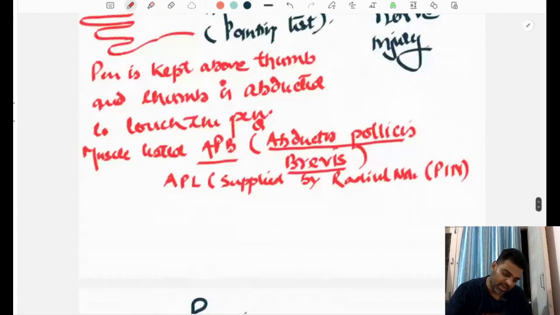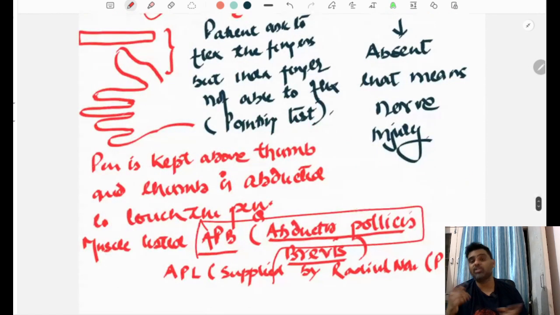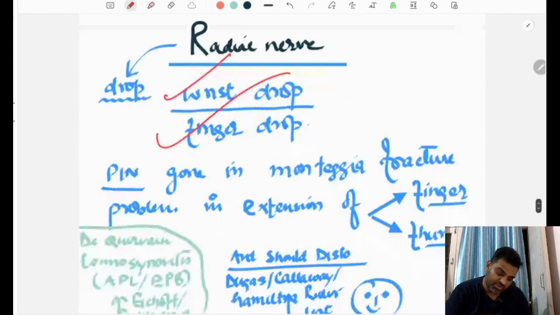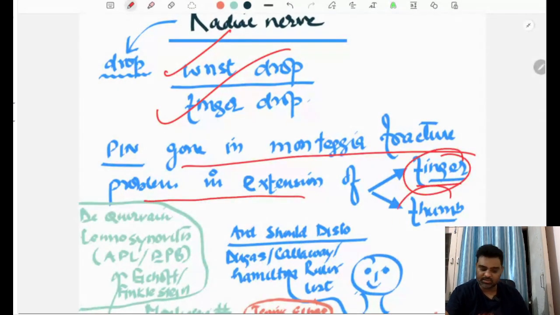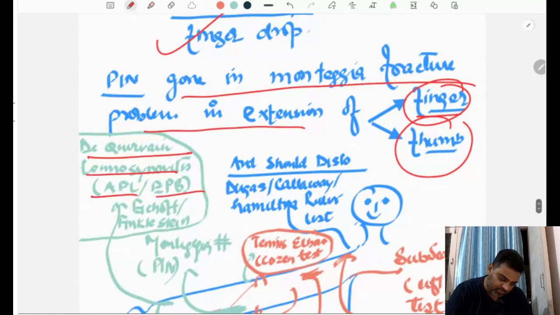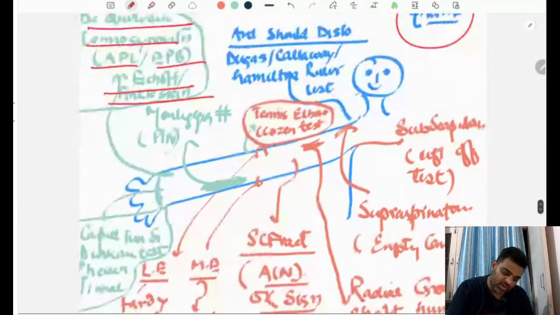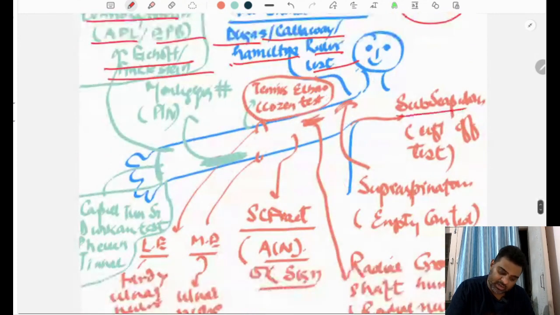I have told you that abductor pollicis brevis is supplied by the median nerve. Abductor pollicis longus and De Quervain's are supplied by the radial nerve. Wrist drop, finger drop: the posterior interosseous nerve is gone in Monteggia fracture, causing a problem in extension of the finger and the thumb. This I have already explained. De Quervain's tenosynovitis involves APL and EPB, I have told you. Eichhoff test and Finkelstein test, I have told you. Anterior shoulder dislocation: Dugas test, Callaway test, and then the Hamilton ruler test, I have explained. Subscapularis lift-off test.